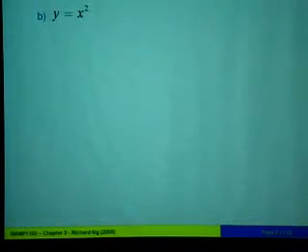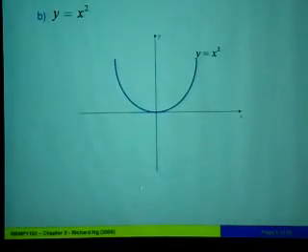Next, if we are given the equation y equals x squared, if we sketch the curve y equals x squared, this is how the curve is going to look. Again, what you do is take one input from x, draw a dotted line to the curve y equals x squared, and see what the output is on the y-axis.